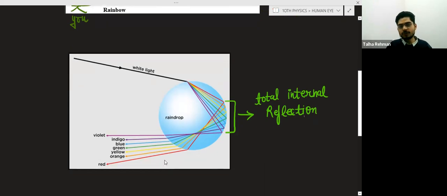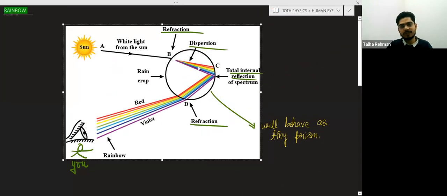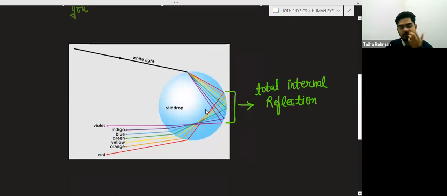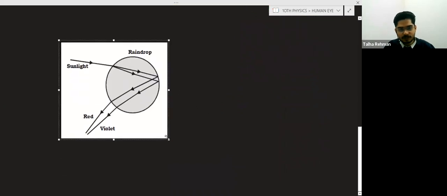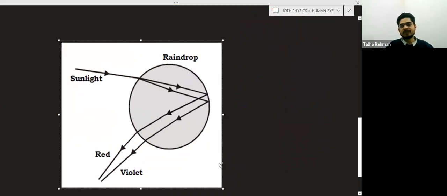If you want to draw, I think you cannot draw this in the exam. If you are able to draw, then it is better. You have to use sketch pens, and this will be difficult to draw. So basically in the exam, if you can draw this, it will be okay. If they ask how the rainbow forms in the sky, you will say there is a raindrop there, and from this raindrop dispersion of the white sunlight takes place.